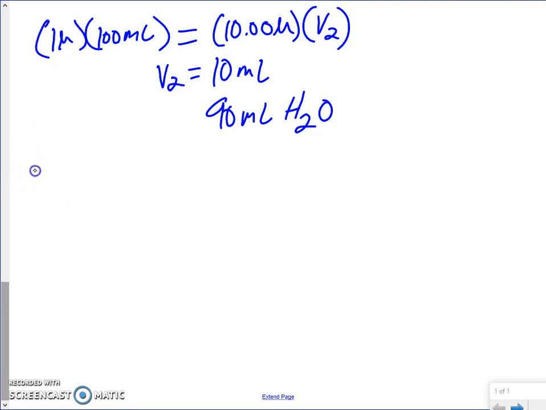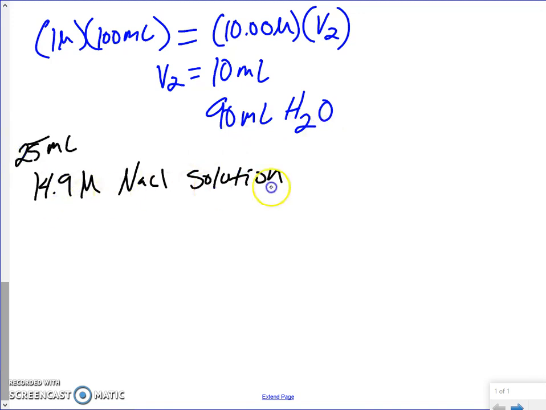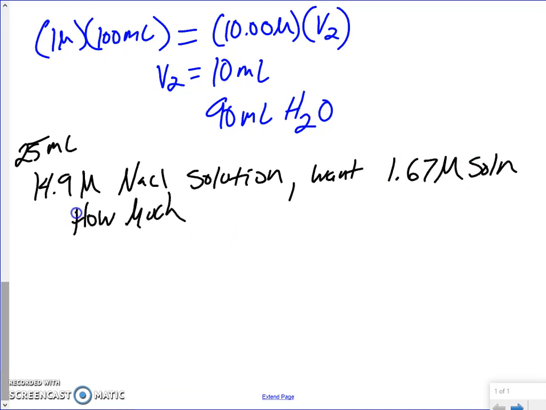So let's say we have a 14.9 molar NaCl solution. And let's say we have 25 milliliters of this. 25 milliliters of 14.9 molar solution, and we want to make a 1.67 molar solution. I want to know how much water we added to dilute it, basically.